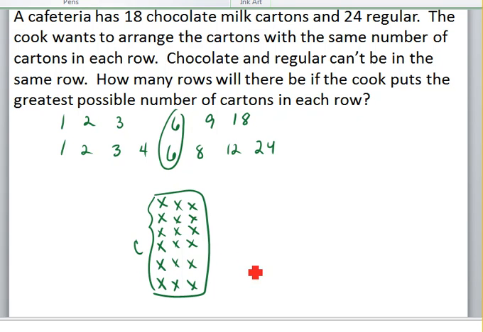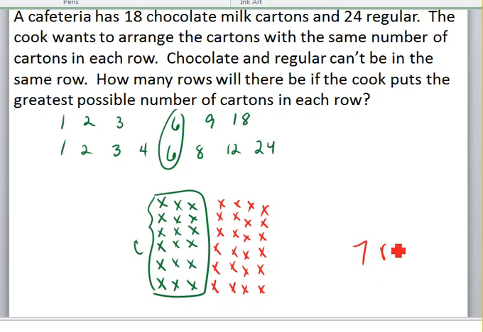Then I'd have to make a new row with 6 in them each, and I would need an additional 4 rows for that regular milk. So how many rows do I have altogether? The answer is 7 rows.